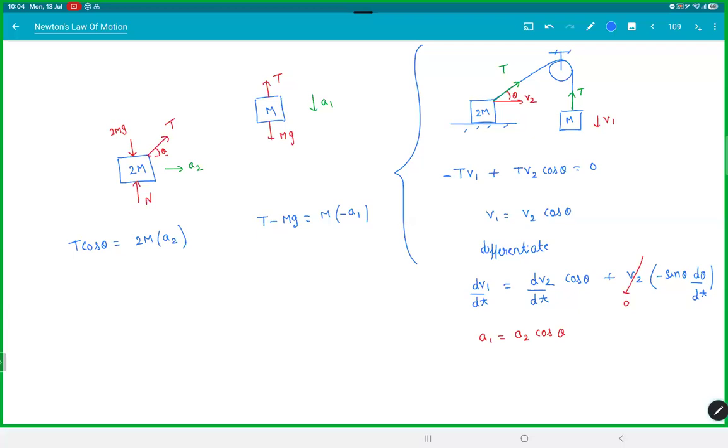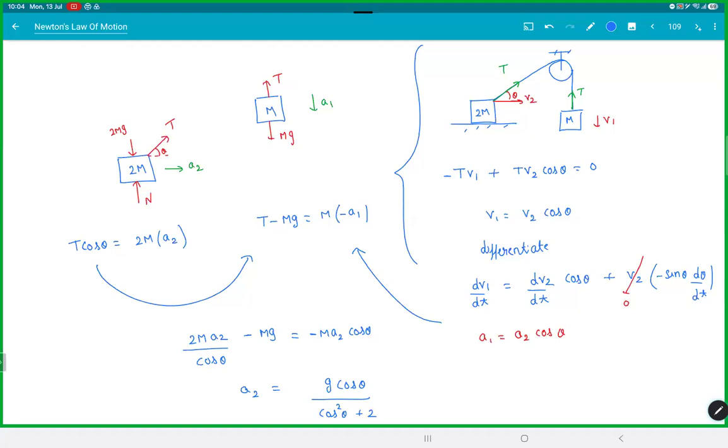Let's dump everything in one place. Take this guy, dump it here. Take this guy, dump it here. So this will be 2m a2 by cos theta minus mg minus m a2 cos theta. Take out a2 common. Capital M will cancel. We'll end up with g cos theta by cos square theta plus 2. I think that's the answer. Once you got a2, you'll get a1 from there and you're done.